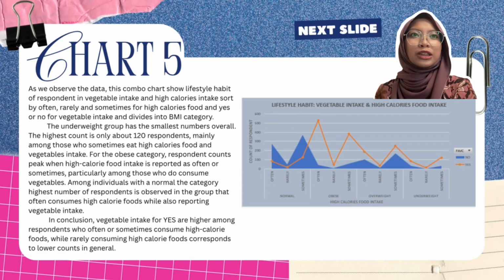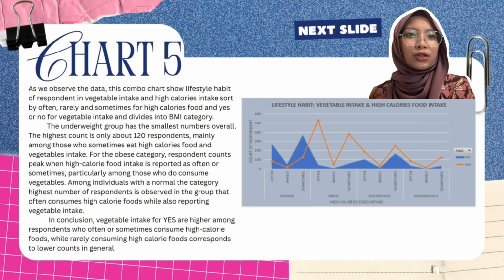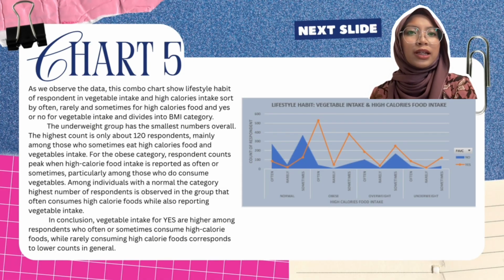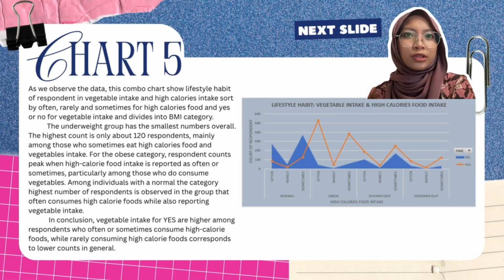The underweight group has the smallest number overall. The highest count is only about 120 respondents, mainly among those who sometimes eat high calorie food and vegetable intake. For the obese category, respondent counts peak when high calorie food intake is reported as often or sometimes, particularly among those who do consume vegetables.